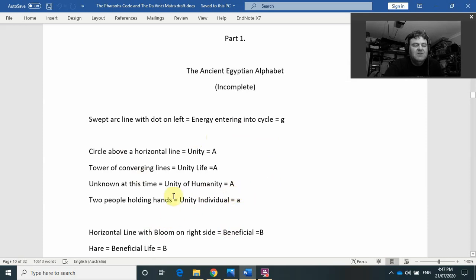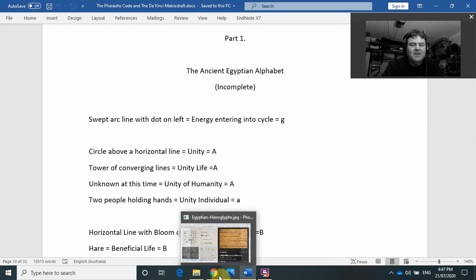But the whole concepts that are driving the assignment of the symbols, that's fairly steady and reliable. I think I can prove that. So, a circle above a horizontal line equals unity, is the entire concept and the overarching concept of unity. So if we jump back over here, and we'll just leave this first one here at the start. If you've noticed there's an extra one above, but I'll come back to that.